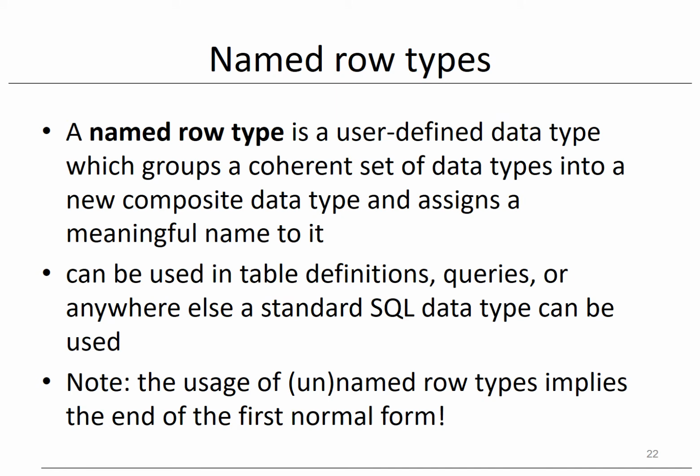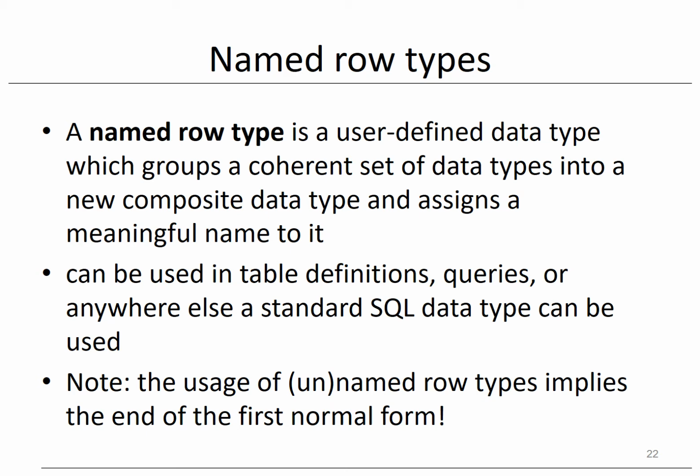A named row type is a user-defined data type which groups a coherent set of data types into a new composite data type and assigns a meaningful name to it. Once defined, the named row type can be used in table definitions, queries, or anywhere else a standard SQL data type can be used. Obviously, the usage of unnamed or named row types implies the end of the first normal form. Remember, the first normal form allowed no composite attribute types in a relation. ORDBMSs drop this requirement in favor of more modeling flexibility.